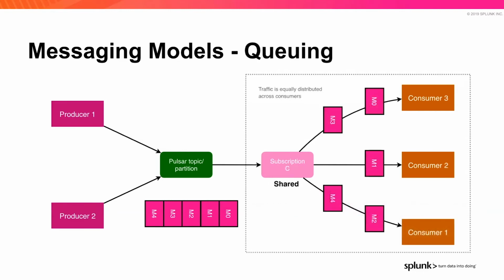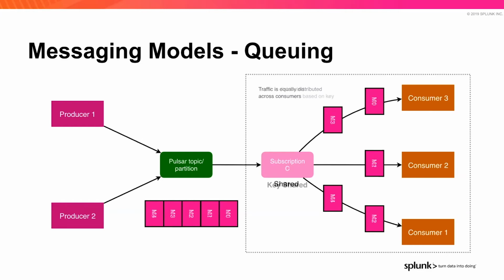So on the other hand, in the queuing models, the data is round robin to the consumers. So in other words, each of the data, part of the data will be given to consumers. Consumer 1 gets M2 and M4, while consumer 2 gets M1, and consumer 3 gets M0 and M3. And so this is for the queuing model.